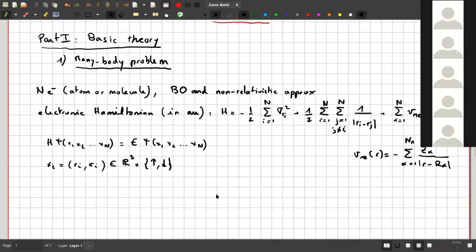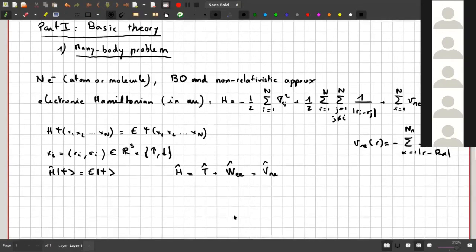I will also use the Dirac notation. That is the Schrödinger equation, which I will write in practice with kets, and in this case, I will put a hat on the Hamiltonian. And the Hamiltonian, to write it in a more concise way, I will write as the kinetic energy operator T, the Coulombic electron-electron repulsion W_ee, and the nuclei-electron interaction V_ne. I will call it like this.